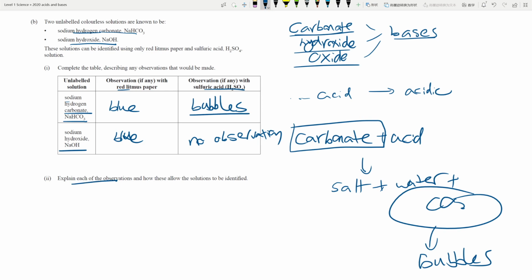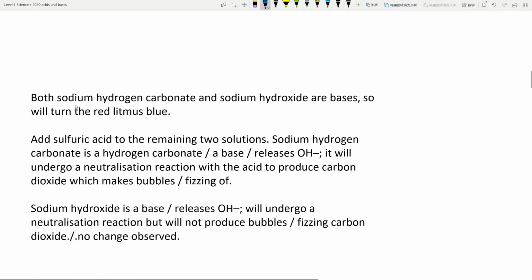So we kind of talked about it here. The carbonate reacting with the acid will give you CO2 bubbles, whereas the other one has no observation because there's still a reaction. You make salt and water, but you can't see them. I've seen a lot of people say, oh, you will see this particular salt. No, you won't. You put sodium hydroxide and hydrochloric acid, you're not going to see any solid inside unless you evaporate all the water. So let's have a look at the answers here.